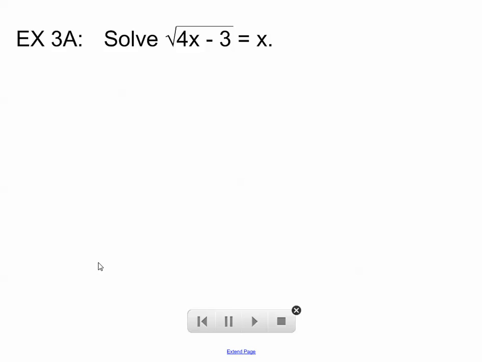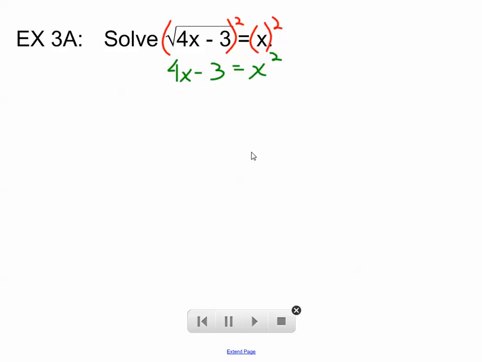Well, no first step as far as getting the square root symbol by itself because it already is. So we can go right to step 2, which is to square both sides of the equation. Square root of 4x minus 3 times the square root of 4x minus 3 is 4x minus 3, and x times x is x squared. Well, looky there, we've got a quadratic equation.